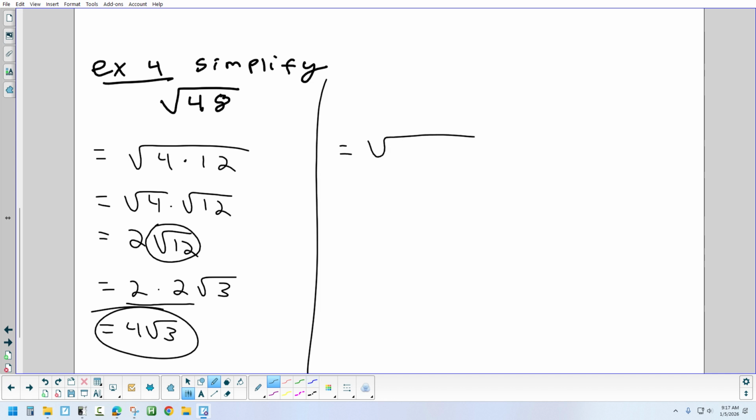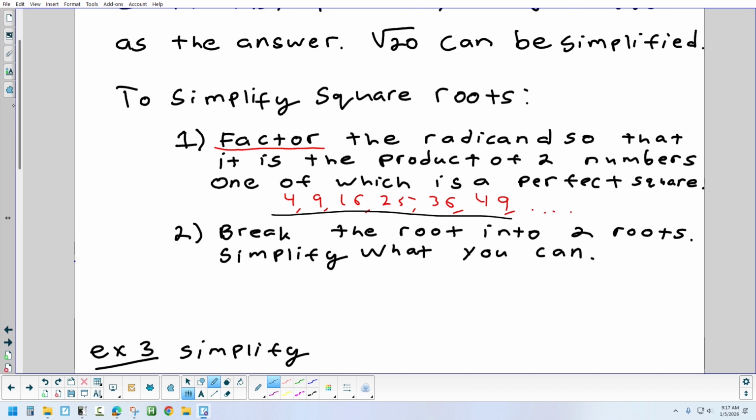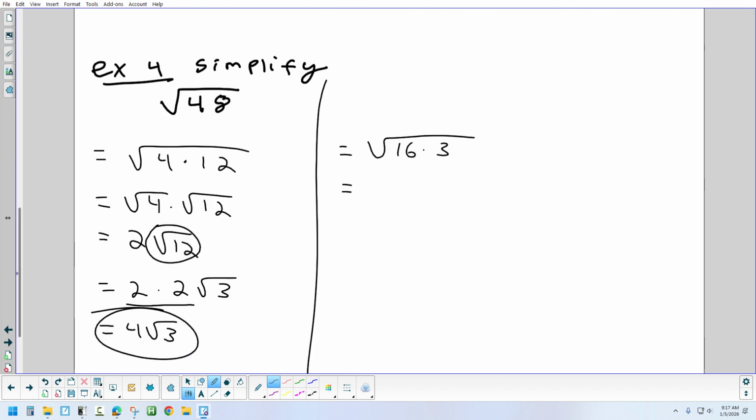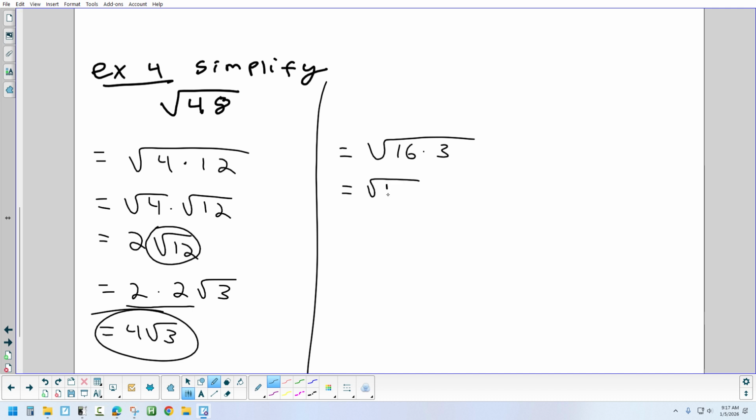Anybody think about another way you can split up 48? It's going to use a bigger number than a 4 and a 12. 6 and 8. Well, it'll be bigger than both of those numbers. The factor I'm thinking of, I want to say 16 and 3. Yep. 16 times 3 gives you 48, and 16 is a number in that list right here. Break that up into 2 roots. And what is the square root of 16? 4.